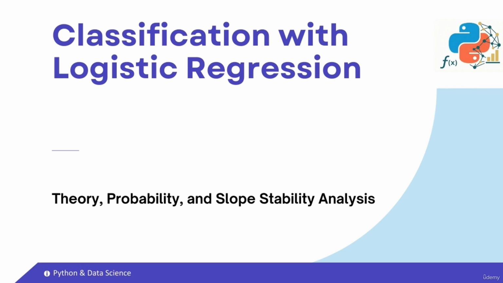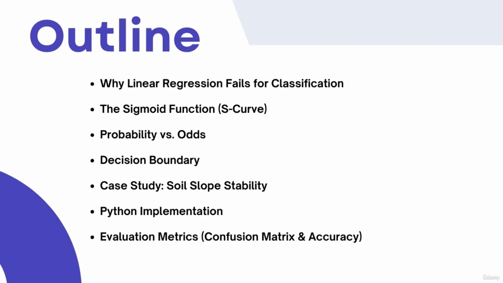So far, we have focused on predicting numbers like soil strength or house prices. That was regression. Today, we are shifting gears. We are going to look at classification. We will learn the fundamental algorithm for making binary decisions, yes or no, safe or unsafe. This is logistic regression.